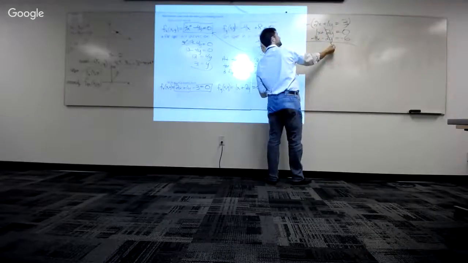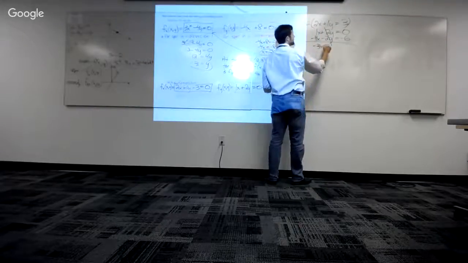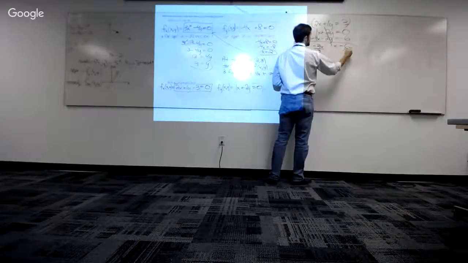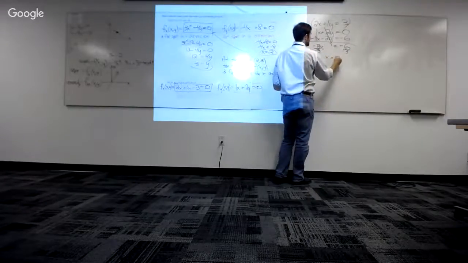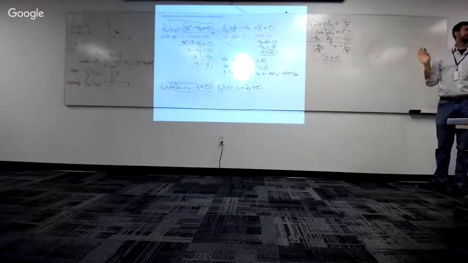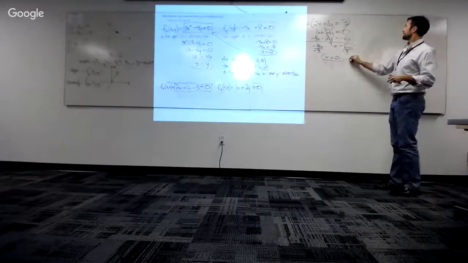The positive 2y and negative 2y cancel out. We have negative 3x equals negative 6, so x equals 2. And we just plug in 2 to one of the equations. All that told us so far is x is 2. We still have to plug that into something.